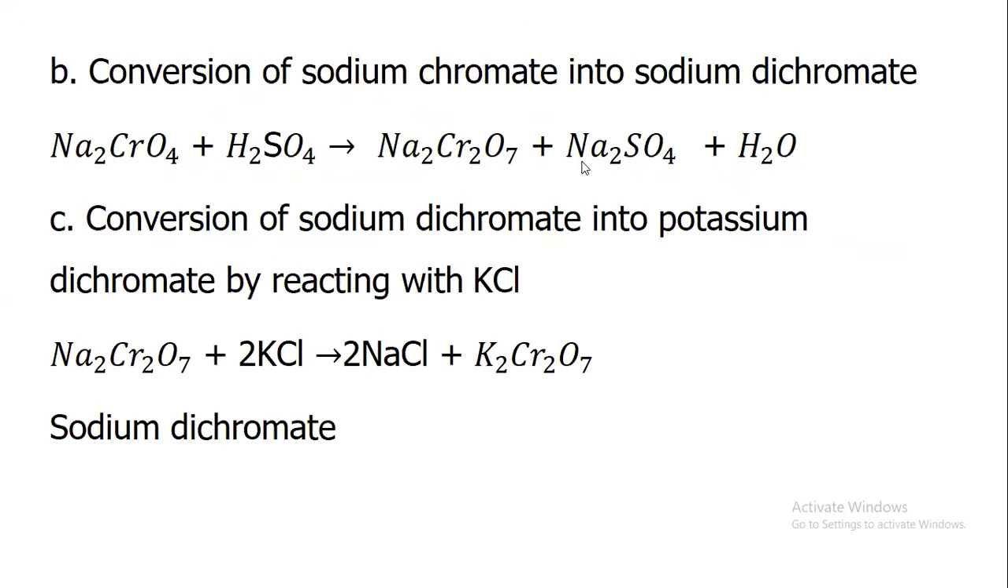Conversion of sodium chromate into sodium dichromate. The sodium chromate is treated with sulfuric acid, which produces sodium dichromate. Then conversion of sodium dichromate into potassium dichromate by reacting with potassium chloride.